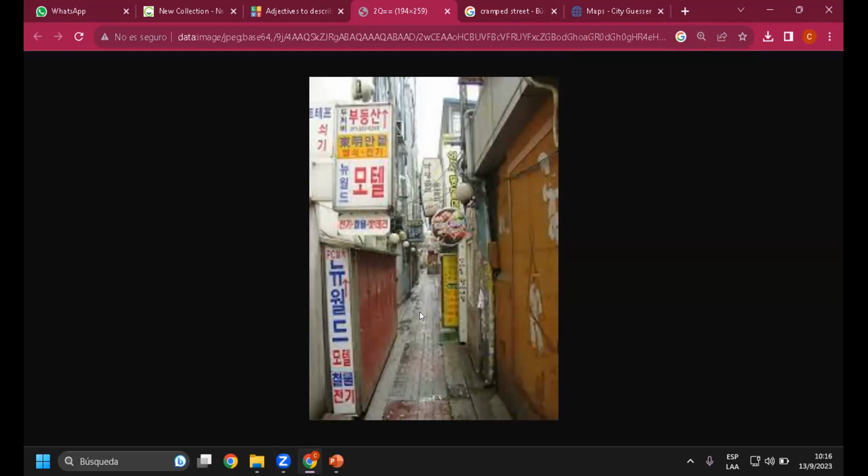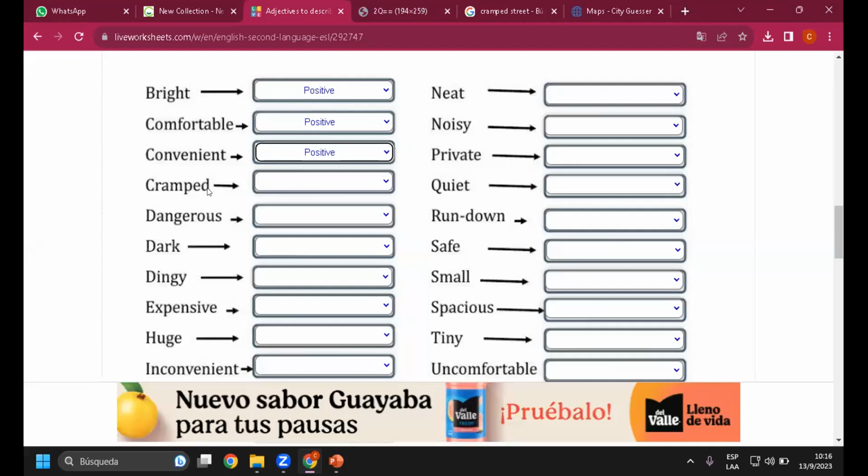Do you think that a car can go through its streets? No, only a bicycle. Maybe bicycles, right? And even for a bicycle, I think that it will be difficult if there are more people there. So that is the meaning for cramped. It's like a synonym for narrow. That means very, what is the translation? Estrecho. That's the one.